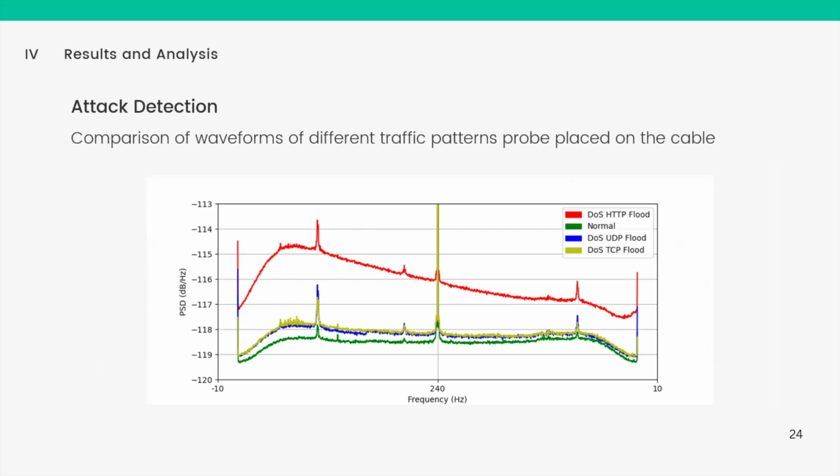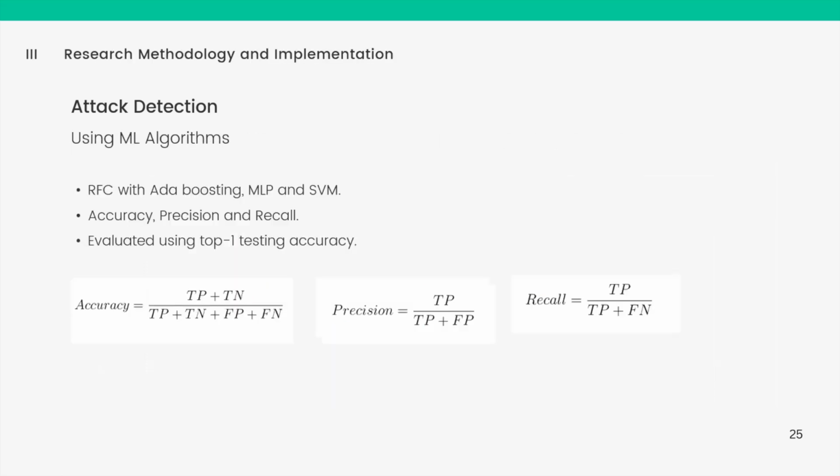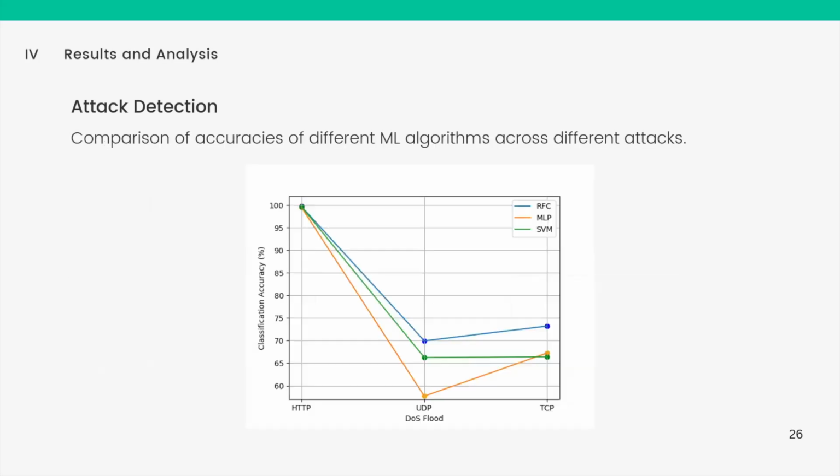Being able to see it like this is not enough. We need numbers. We need to automate this process. For that, we used machine learning, three very lightweight algorithms, namely random forest classifier with AdaBoost, multi-layer perceptron, and support vector machines. We calculated accuracy, precision, and recall, and we evaluated using top-1 testing accuracy. This is when we train the machine learning algorithm, and these are the accuracies that we got.